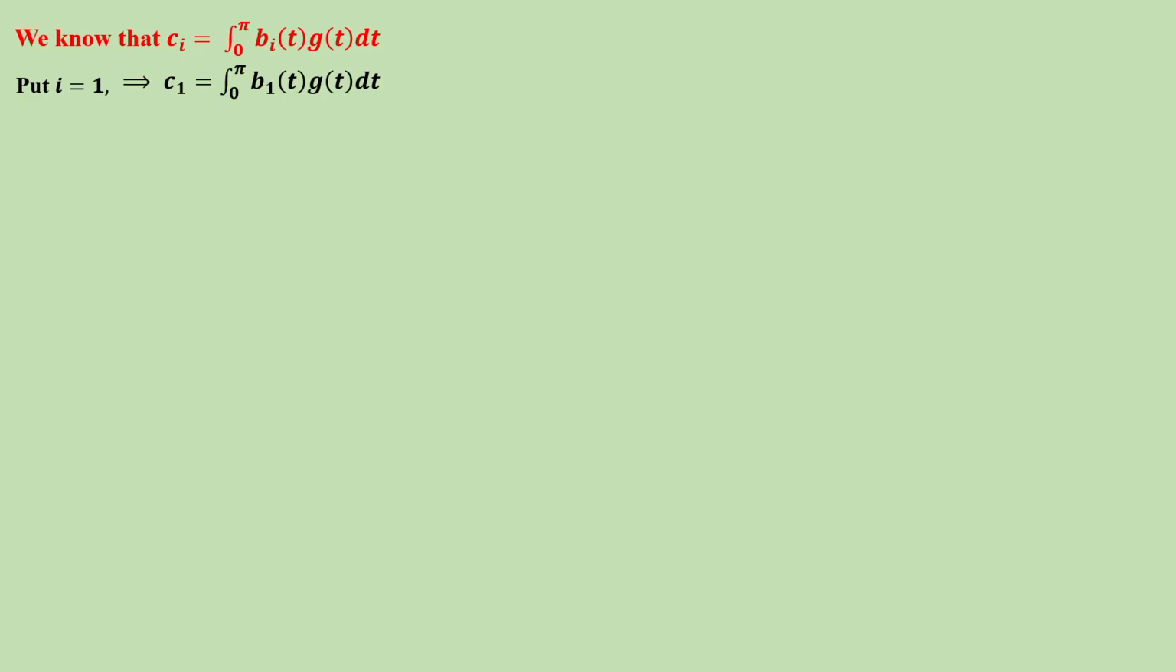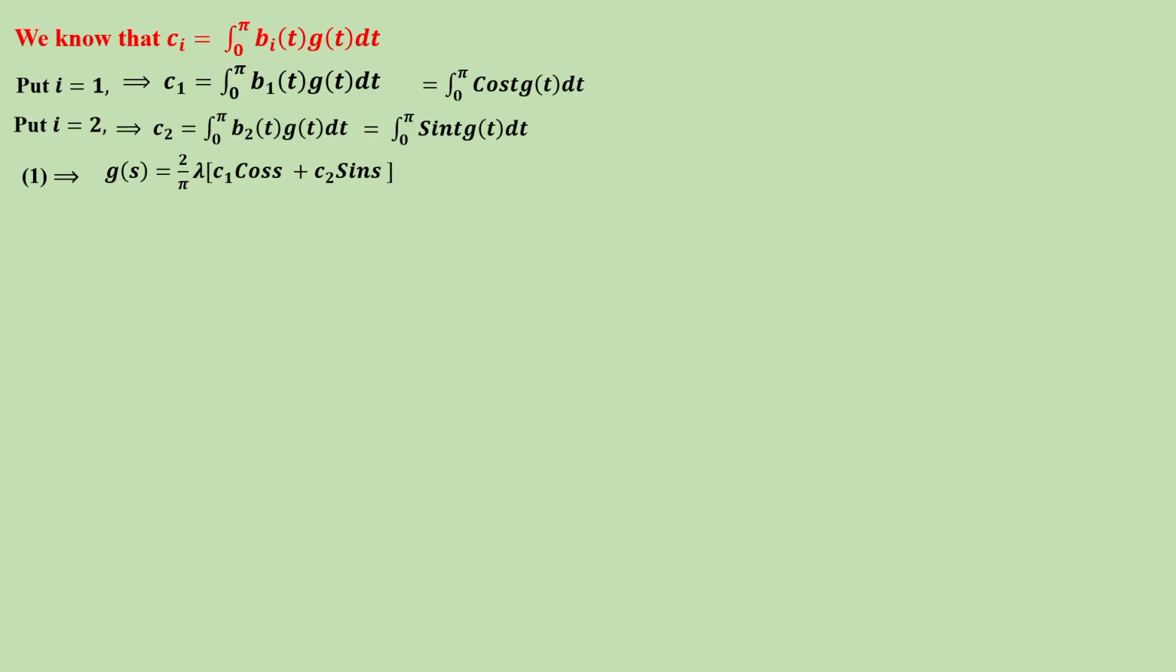Put i = 1: C1 equals integral 0 to π of b1(t) g(t) dt. Substituting the value of b1(t), you get integral 0 to π of cos t g(t) dt. Put i = 2: C2 equals integral 0 to π of b2(t) g(t) dt. Substituting the value of b2(t), you get integral 0 to π of sin t g(t) dt. So equation 1 implies g(s) is equal to 2/(πλ).